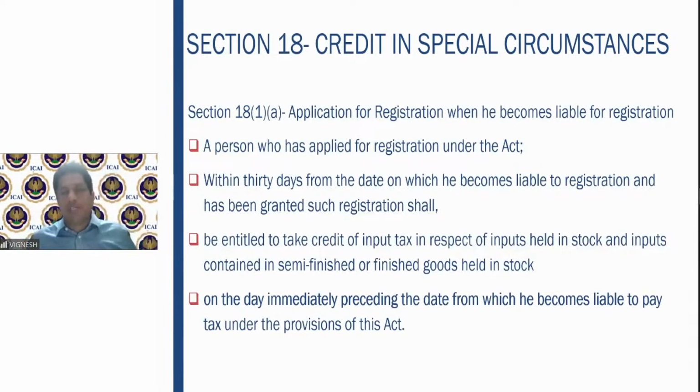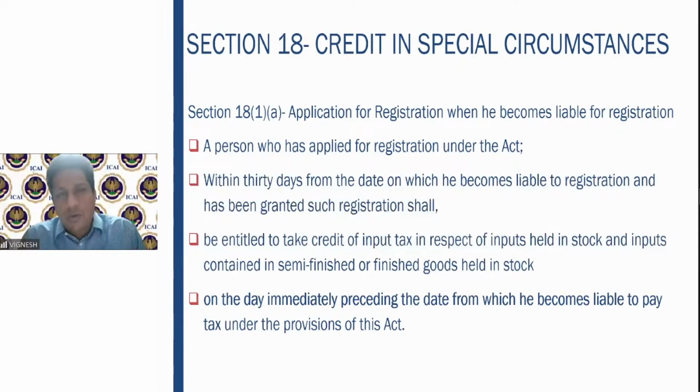Now, there may be a situation where a person may be liable for registration. That is, his turnover has crossed the threshold. Now, let us assume for the purposes of our discussion, the threshold is 20 lakhs. Okay. In the registration chapter, you will see in many cases the threshold is 40 lakhs also. But for ease of understanding and simplicity, let us take the threshold at 20 lakhs.